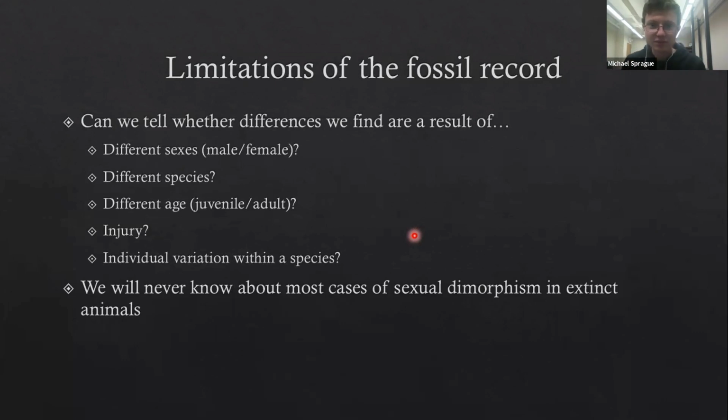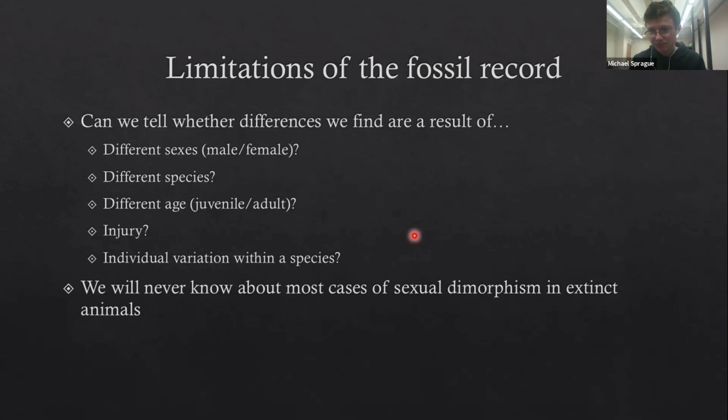So when we do see differences between fossils, like between two fossil organisms, that doesn't necessarily mean that they were a boy and a girl, because these differences could be sexual dimorphism. It could be different species. They could be different ages. Maybe an animal was injured and that alters how the bone grows or appears to us. Or you could be looking at just individual variation within a species. So there is a lot to consider.